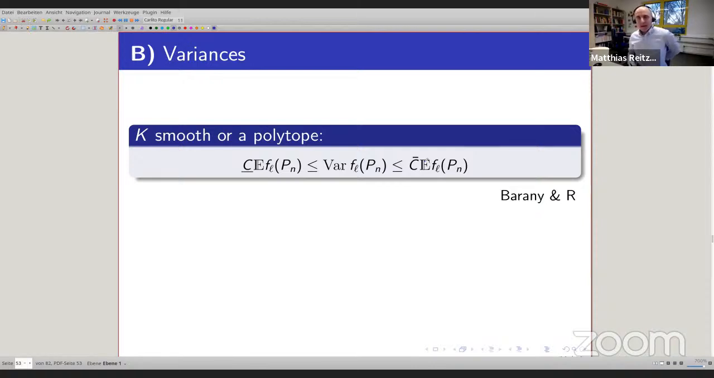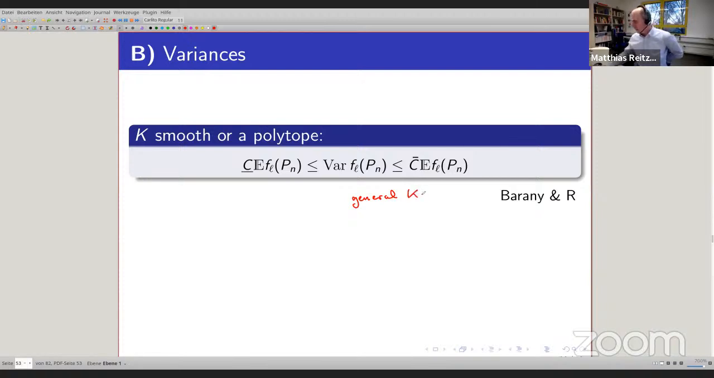Yeah. It would be really nice to have this in the general case. So the question is whether this also holds true for general convex bodies, neither smooth nor polytope.